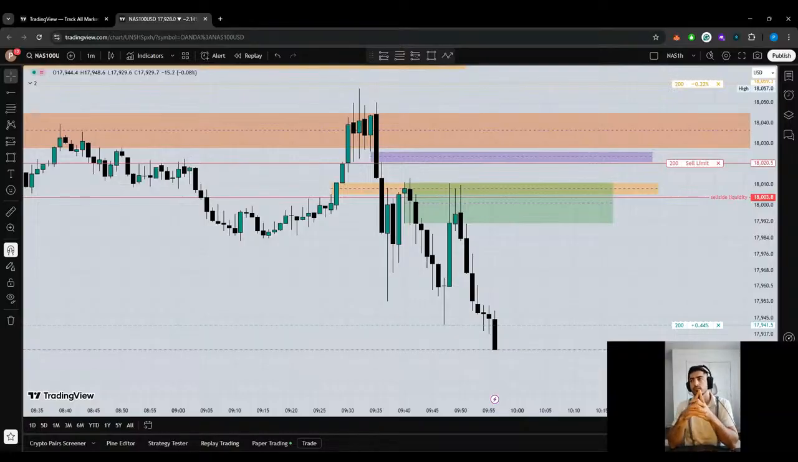All right, folks. This is the drive lower that we were talking about. You're going to see it accelerate a little bit over here.